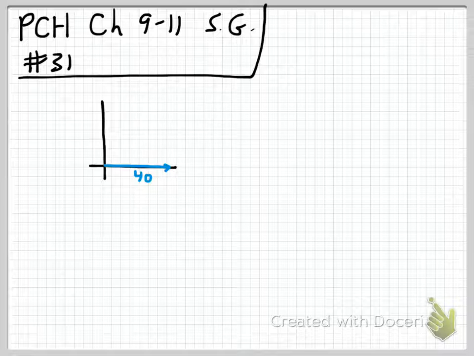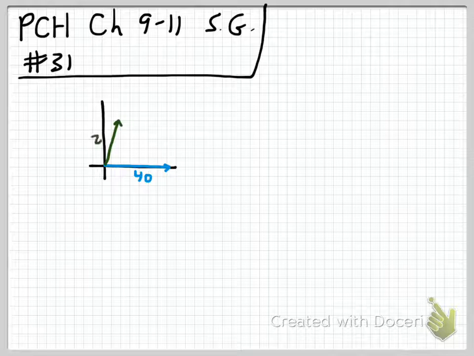The force of 25 acts at an angle of 80 degrees. So let's do this in green. 80 degrees is something like that, and that's a 25 pound force. So find the magnitude and direction of the resultant force. We're going to take the blue vector and move it up.